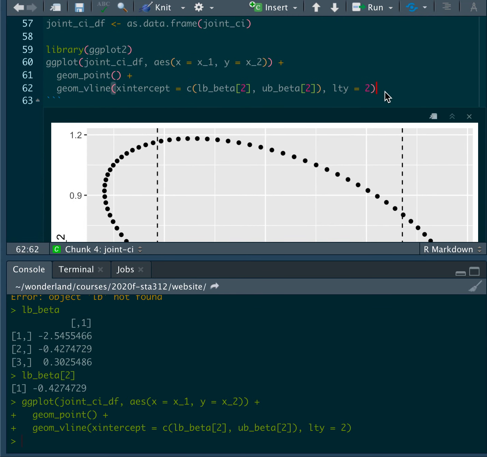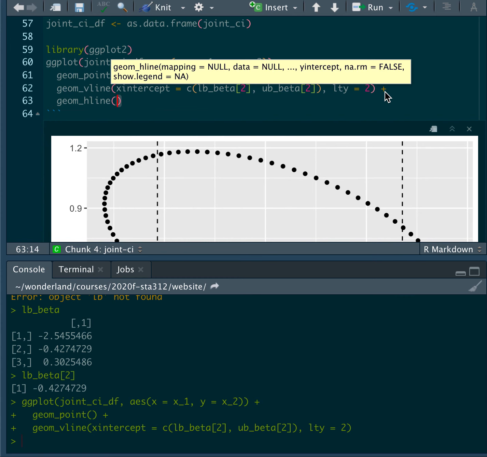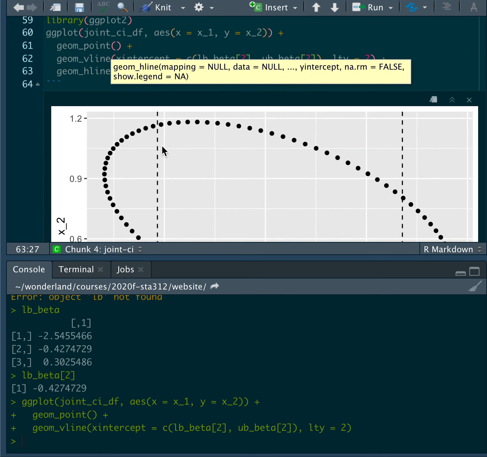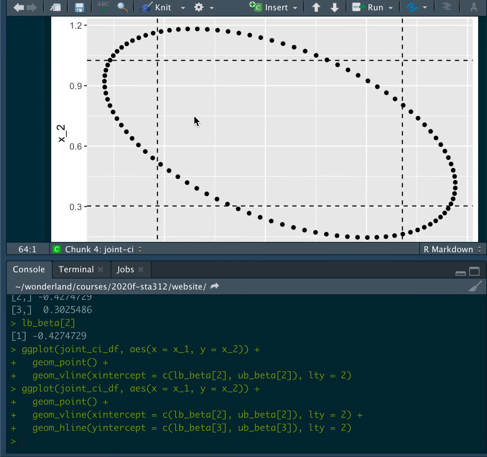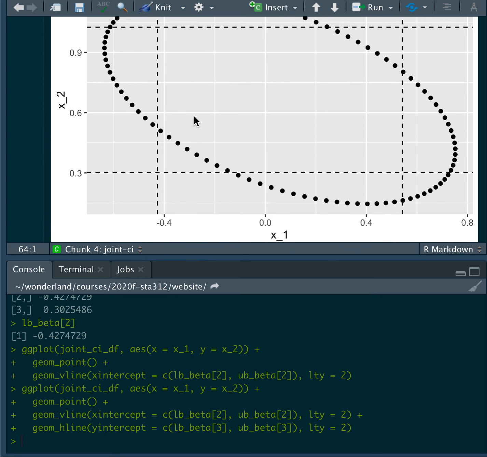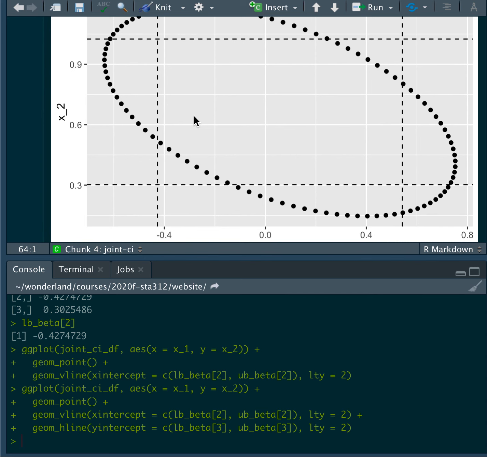And now let's do the same with geom_hline, the y-intercept. So now I'm setting the y-intercept for x2 here. And for that, I'm going to use LB beta 3 and UB beta 3. And let's make those dashed as well. Okay, so here, this shows what we get when we use just the univariate confidence interval for the individual points.